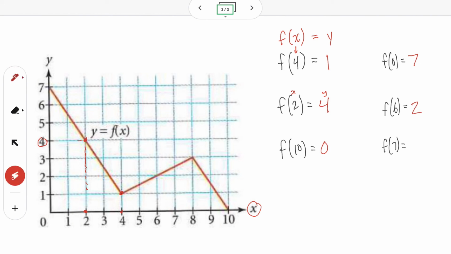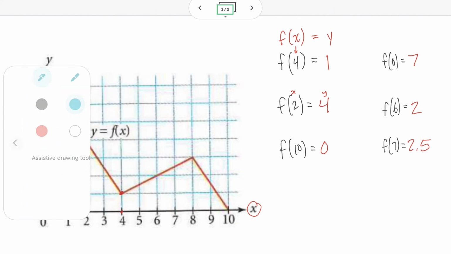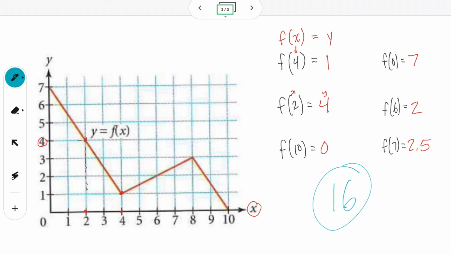Okay, and then f of 7. That's my x value. Here's 7, and I go up to my graph. That's kind of tricky. It's right in between, but you know what? It's in between 2 and 3. What is that number? That's 2.5. Okay, so this is what you're going to be doing. In fact, this example in this video is actually going to be question 16. Okay?